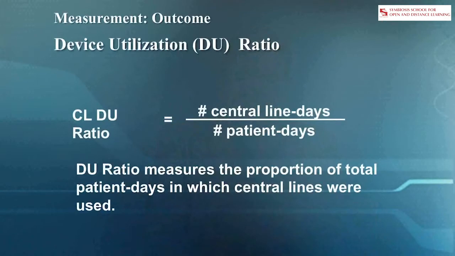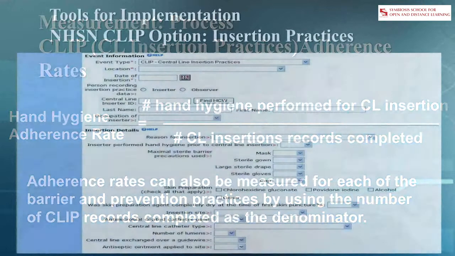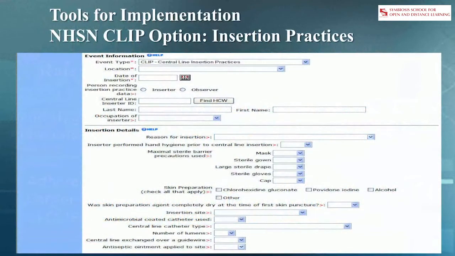And device utilization ratio and all, these are further intricacies when you are going to go for an outbreak investigation and management. Another thing is the central line insertion practices adherence rate. This is also one of the new aspects which can be tried, and you can see on these slides here, calculating CLIP adherence rate, and this kind of chart which can be used to collect the data for CLABSI.